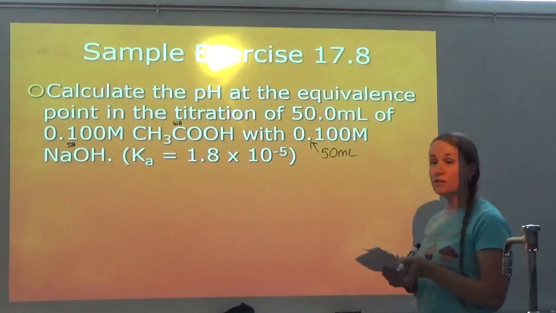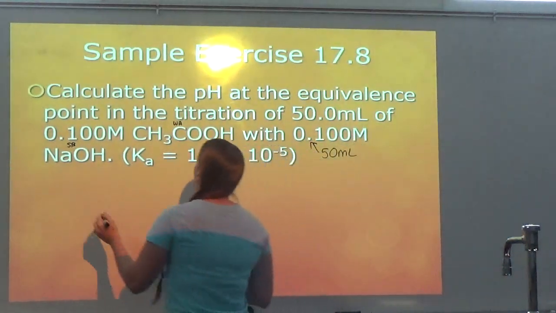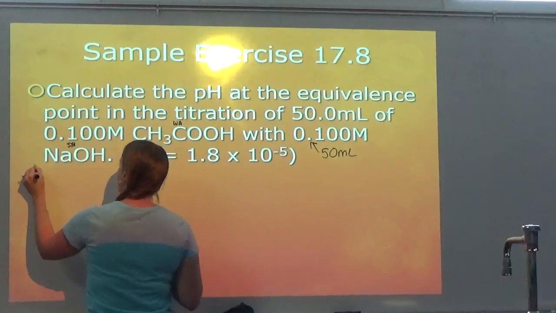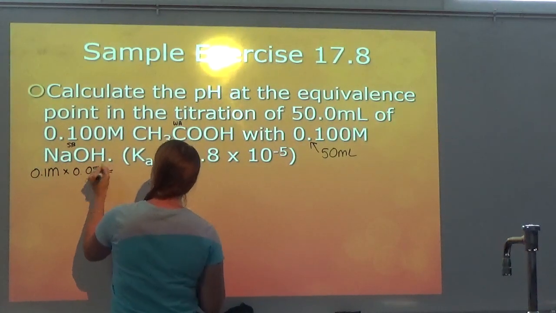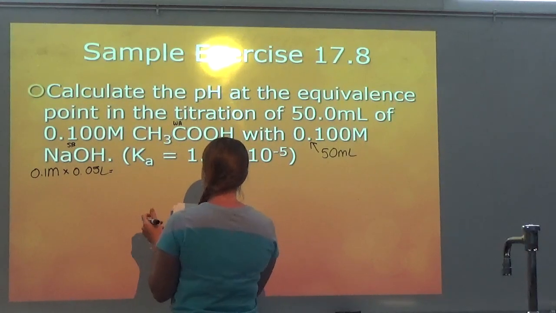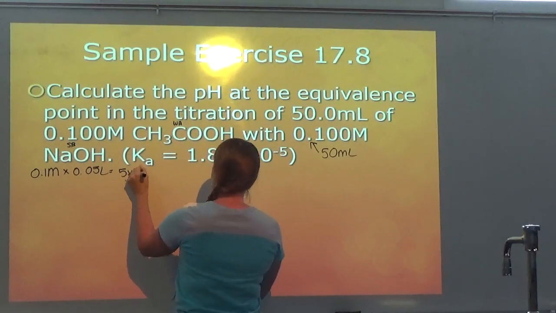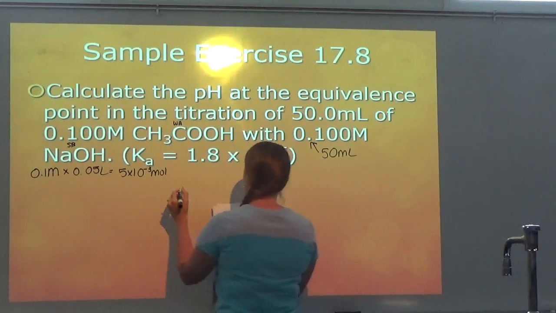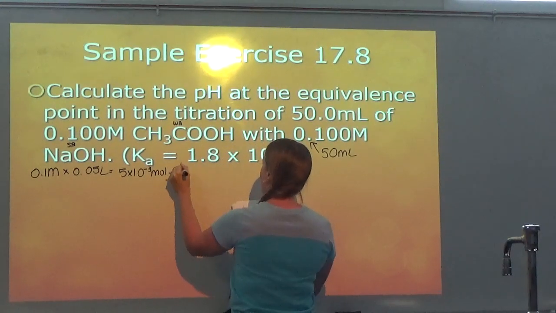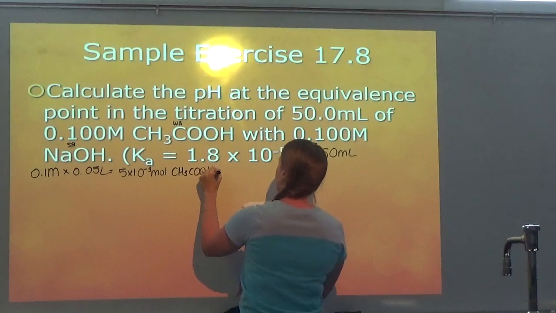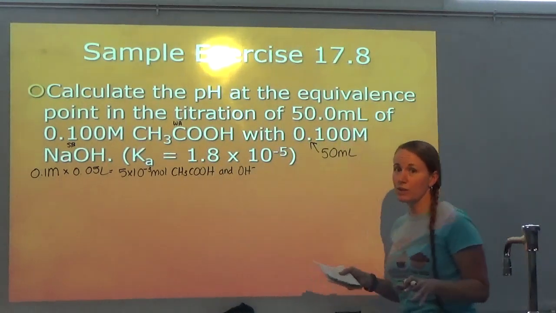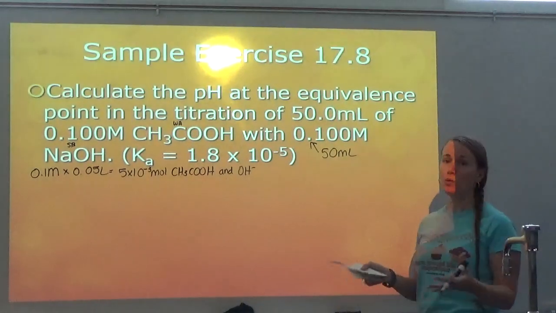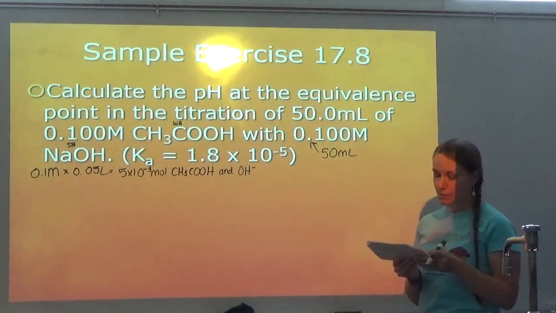All right, so what I start with is figuring out my moles. So we're doing 0.1 molar times 0.05 liters. And so I ended up getting 5 times 10 to the negative 3 moles. And that is of my acid, but that is also of my base, because remember, we're at equivalence point. So I've added the same amount of moles of each. So I have both of them already.